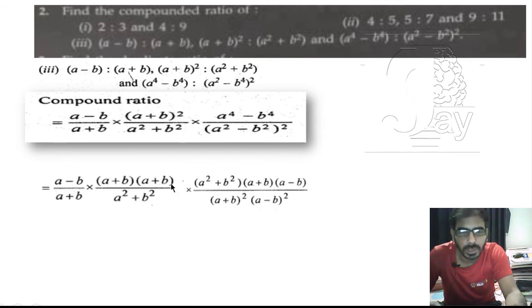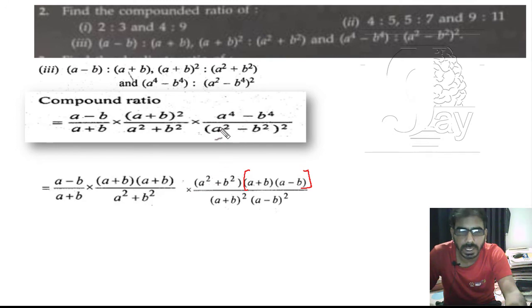So (a plus b) whole square, we have written it 2 times, and a power 4 minus b power 4 is when we write (a square) whole square minus (b square) whole square, so a square minus b square. So basically we are subtracting one square from the other, so you get (a square plus b square) into (a square minus b square), and that a square minus b square is again factorized, simplified into (a plus b) into (a minus b).